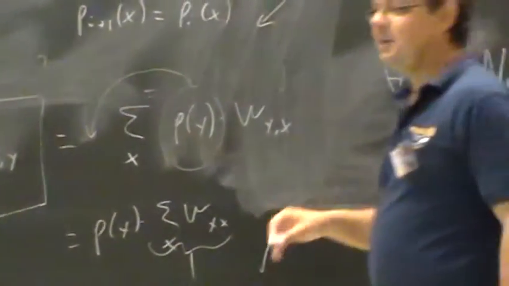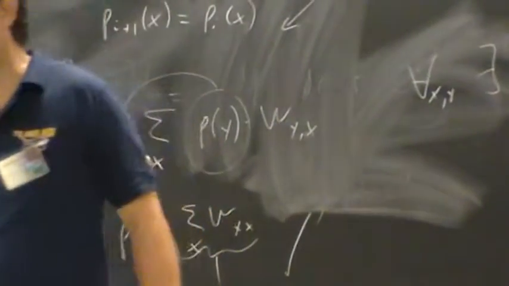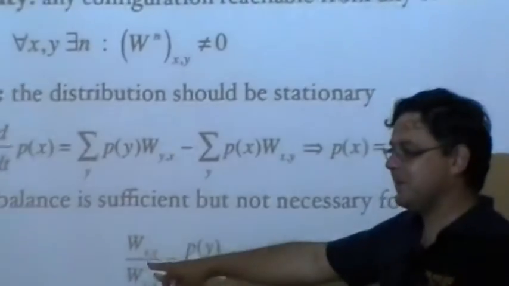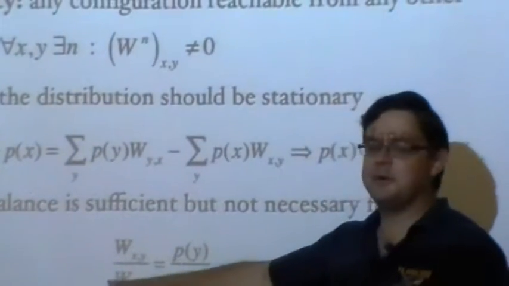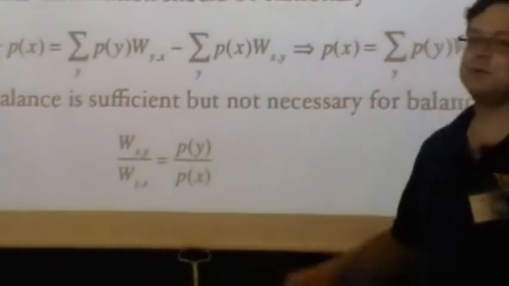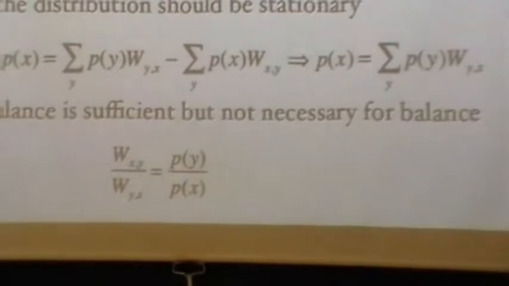What we need to find is an algorithm that satisfies this condition here, the detailed balance condition, that the ratio of the probability of going from x to y divided by that of going from y to x should be the ratio of the weights of the states.